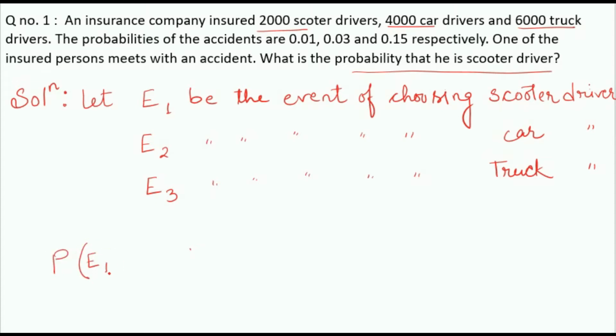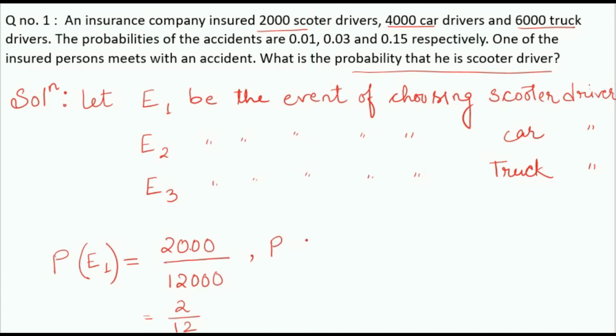Now what is the probability that you choose a scooter driver? That you need to write here. Once you have defined these events, you have to find their probability. There are 2,000 scooters. That means out of 2,000 you can pick one, right? And total how many are there? 2,000, 4,000 and 6,000. Total is 12,000. So I can say this is 2 by 12. I can cancel, but I will not.